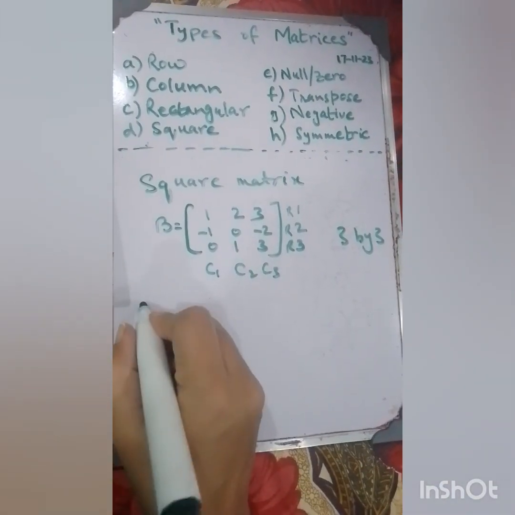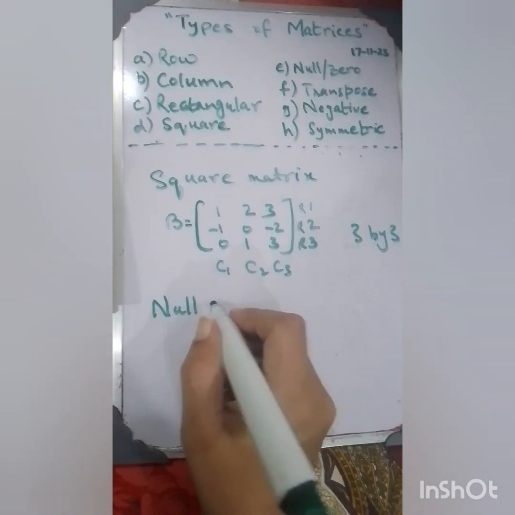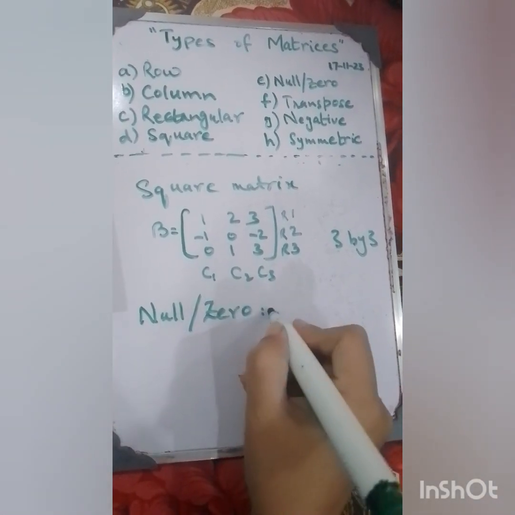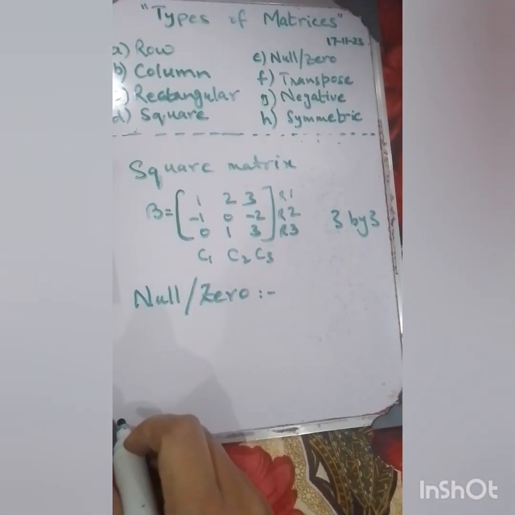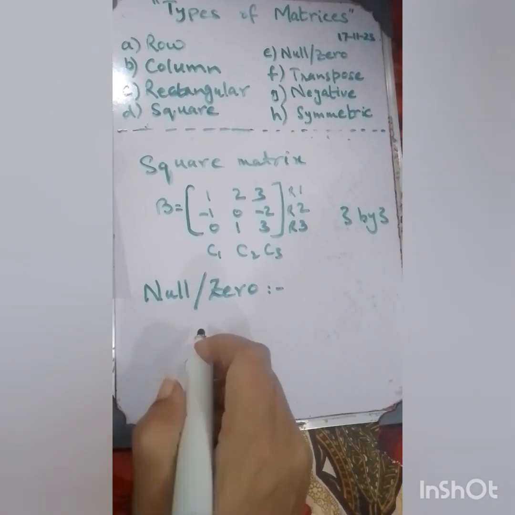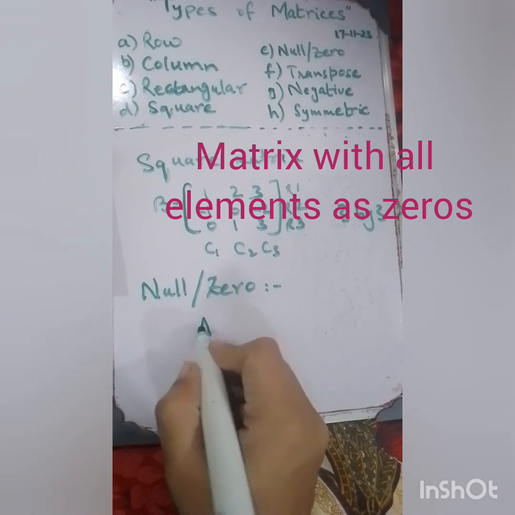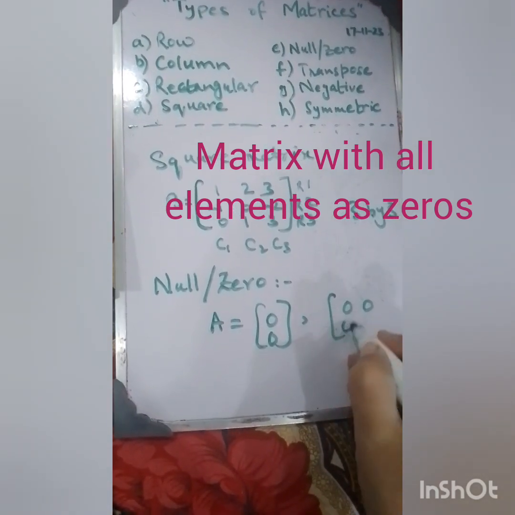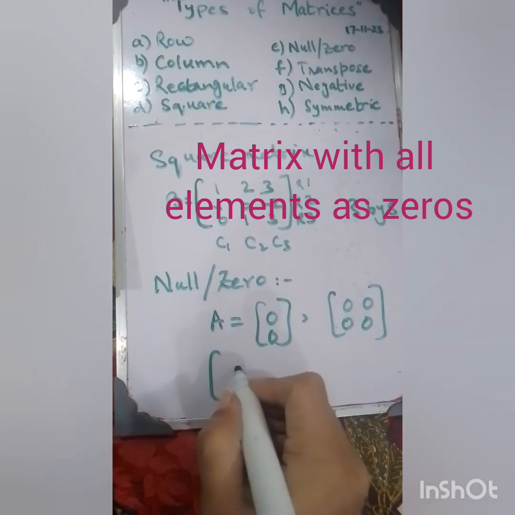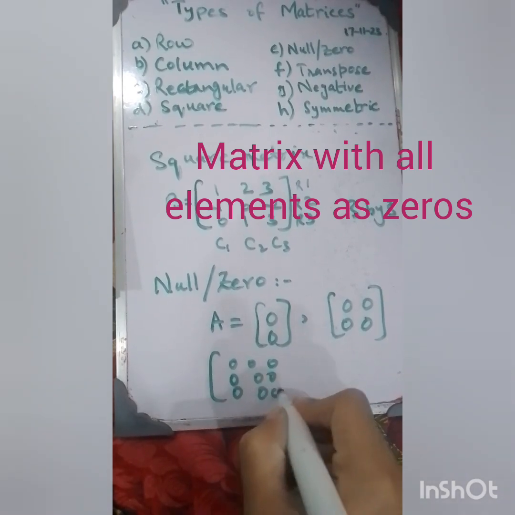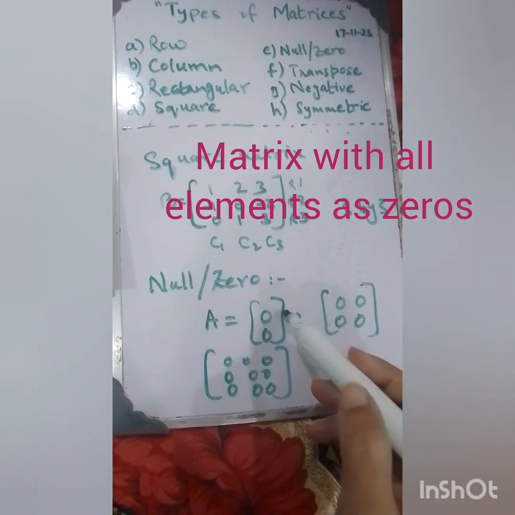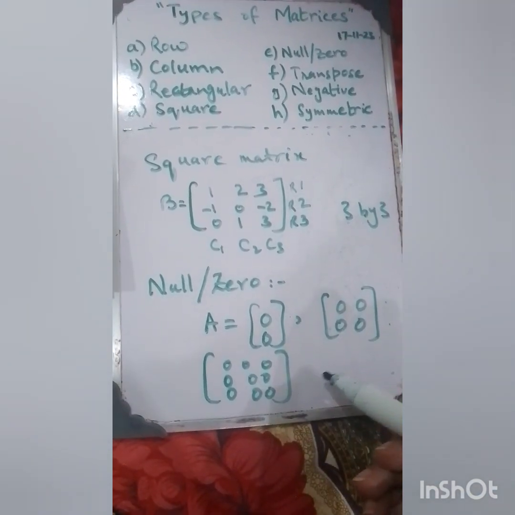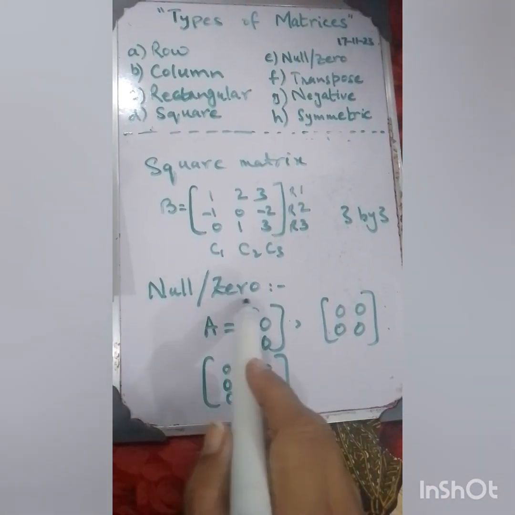Next is the null matrix. These are the simple and easiest types. Therefore, I am not taking too much time in describing all of them. I am just giving you a quick review with the definition and example, and I hope that it will be enough for you. A null matrix has all the entries equal to 0. Let's consider matrix A. If you have 0 and 0, or the matrix 0 0 0, or 0 0 0 0 0 0, and the last one as well, all zero entries. So here the orders are 2 by 1, 2 by 2, 3 by 3. But the entries, you can see, are all zeros. So this matrix is known as a null or zero matrix.